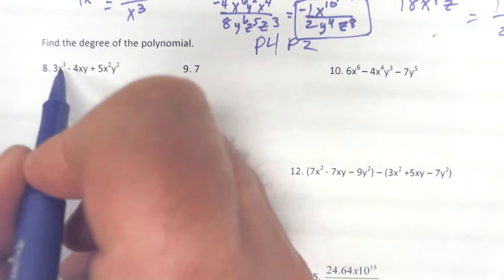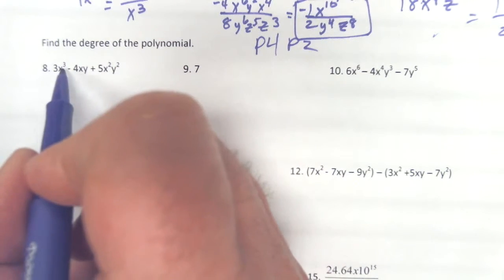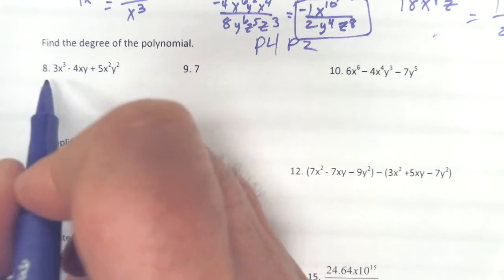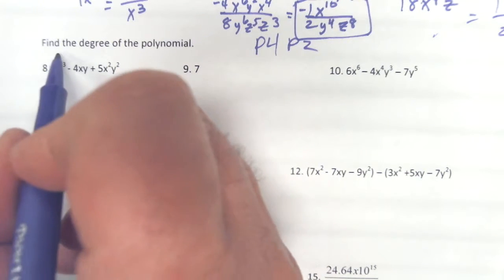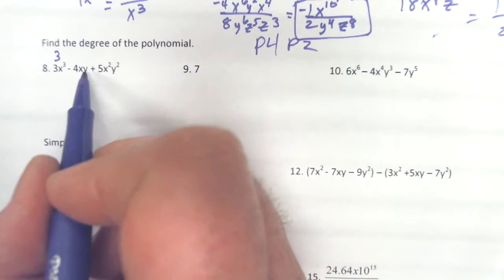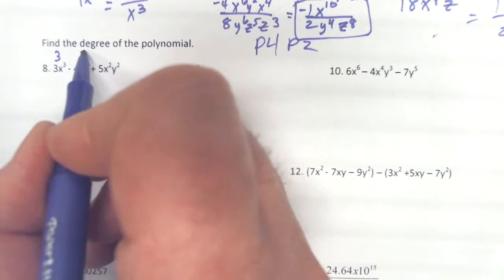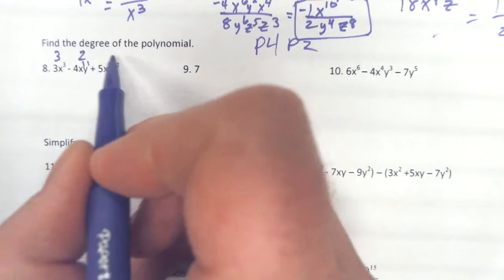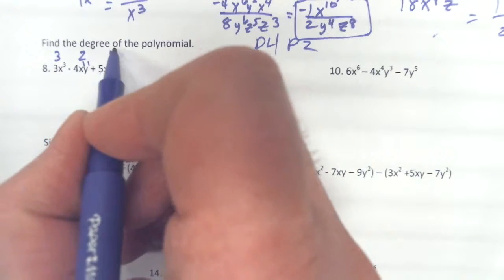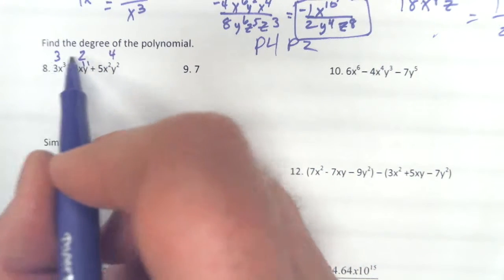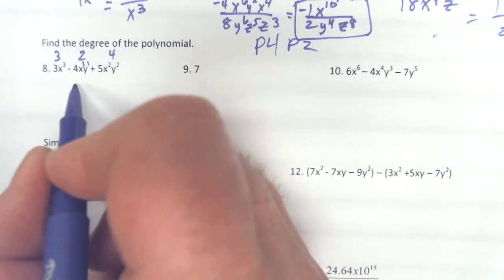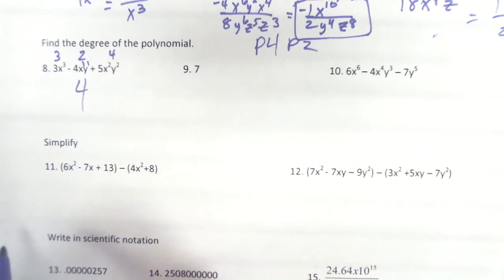The way we find the degree of a polynomial is we take the sum of the different variables in each term. X cubed has a degree 3, x times y, each of those is a 1, even though it's unwritten. So that term is degree 2, and our last term is 2 plus 2, which is 4. So we take the largest of the three numbers, which is 4, so that is degree 4.